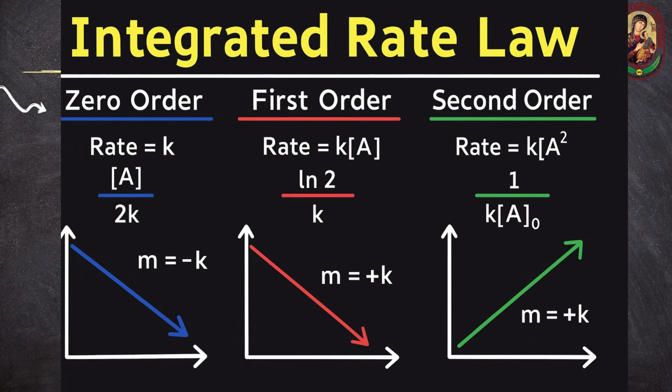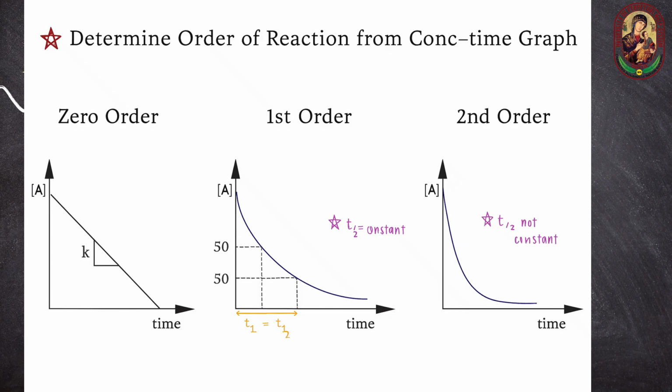So, by looking at the shape and slope of the curve, we can tell what order of reaction a drug follows, which is crucial in predicting its stability, shelf life, and expiration period. Now let's learn how to determine the order of a reaction just by looking at the concentration time graph. Let's start with the zero order reaction.